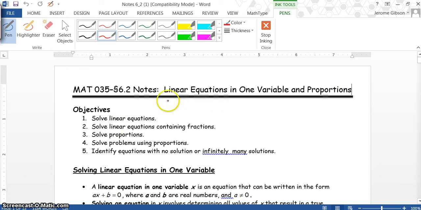Hello class, we're about to start section 6.2, linear equations in one variable and proportions. Objectives: solve linear equations containing fractions, solve proportions, solve problems using proportions, and identify equations with no solution or infinitely many solutions.